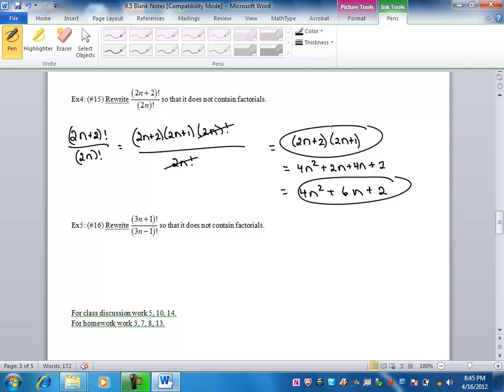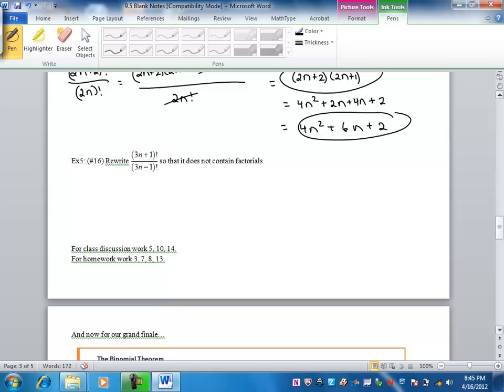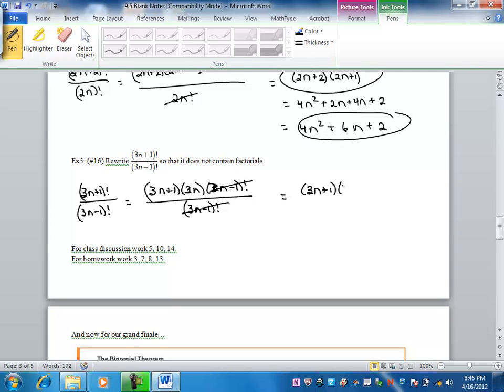Let's take a look here at our next one, and it probably looks very similar. 3n plus 1 factorial over 3n minus 1 factorial. So I always start with the bigger one, guys. 3n plus 1, subtract 1 from that, we've got 3n. Subtract 1 from that, we've got 3n minus 1, and I can leave that at 3n minus 1 factorial as I can the bottom. Gone and gone. And so we're left with 3n plus 1 times 3n, or 9n squared plus 3n. And I would accept either of those answers.